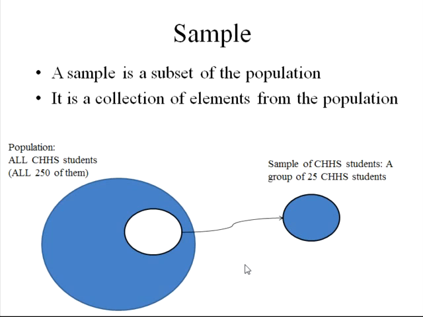A sample is a subset of that population. So if the population is the collection of all elements that we're interested in, then a sample is a subset of that. Suppose that the population is all CHHS students at CSUMB that are declared as a CHHS major. That's 250 of them. If we select a subset of that, 25 students, then we have a sample of CHHS students.